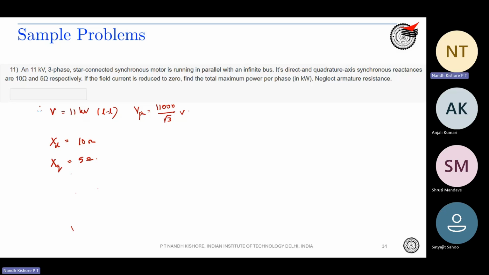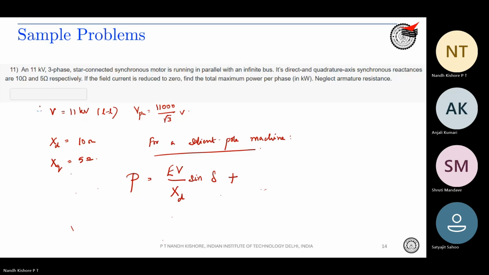So for a salient pole machine, what is the power expression? EV by XD sine del plus V square by 2 into 1 by XQ minus 1 by XD sine 2 del. Right?